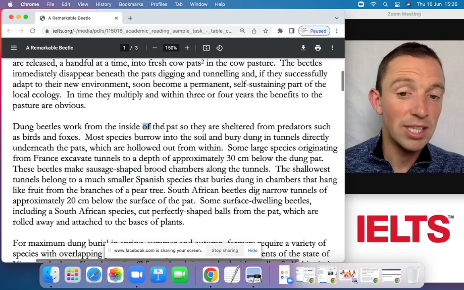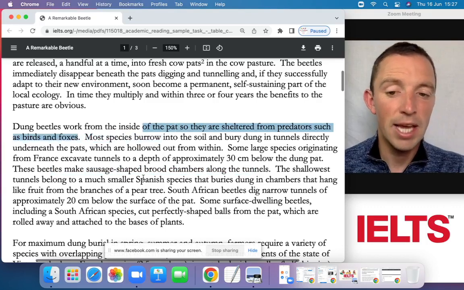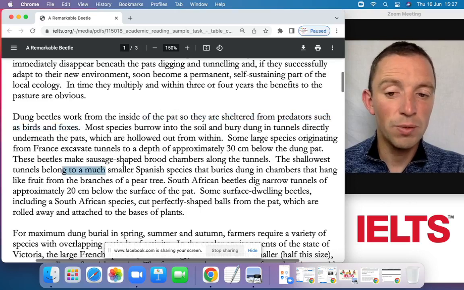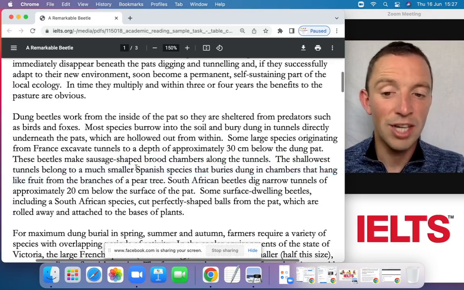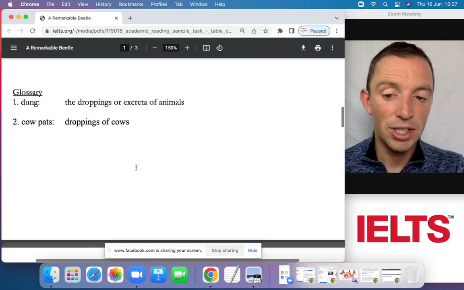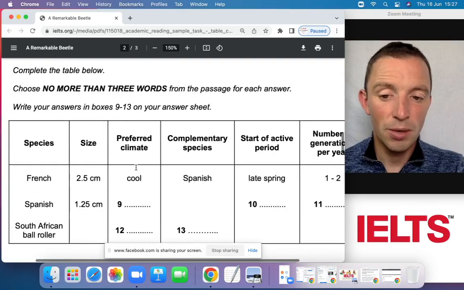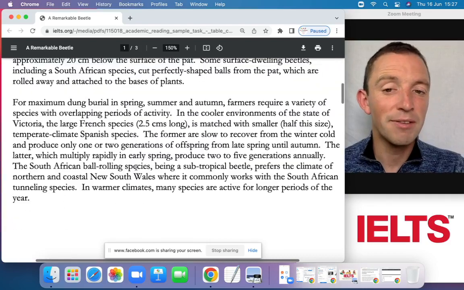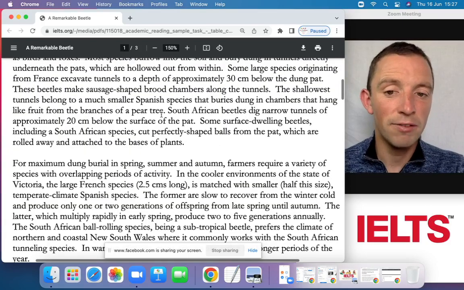So this is for protection. Okay. And the shallowest tunnels belong to a much smaller Spanish species that buries dung in chambers that hang like fruit from the branches. So the tunnels are shallowest. But what is the question? The question is preferred climate. We don't know yet. So let's continue, because that's the first reference of the Spanish one.